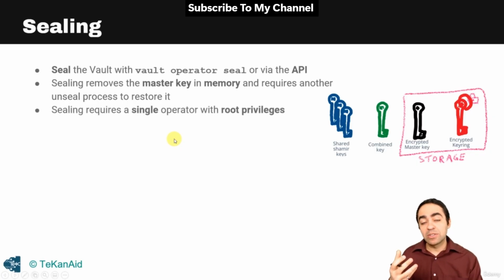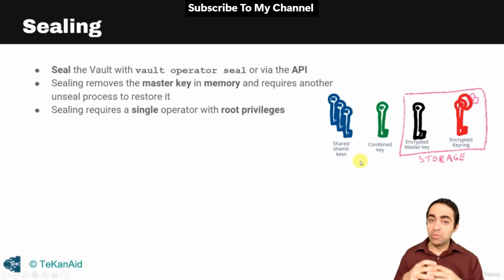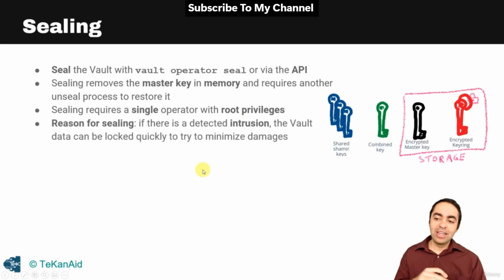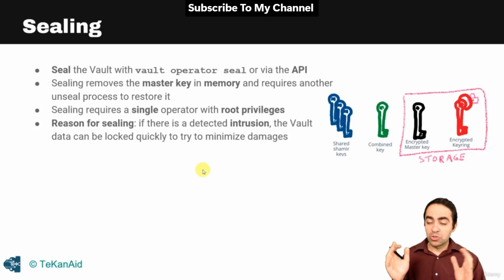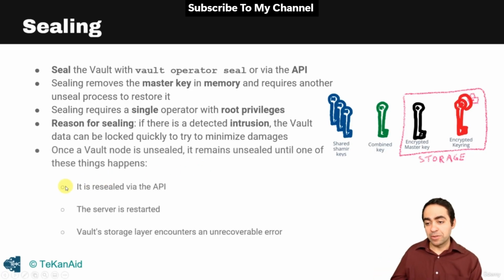Sealing requires a single operator with root privileges. So unlike unsealing, when you needed the unseal key or the shared keys to come together to unseal Vault, to seal Vault you just need one person with root privileges. The reason for sealing, for the most part, is kind of a break glass where you just want to lock down everything. Maybe there's a detected intrusion and you need to minimize damages. You want to lock down Vault. That is the main reason for it.